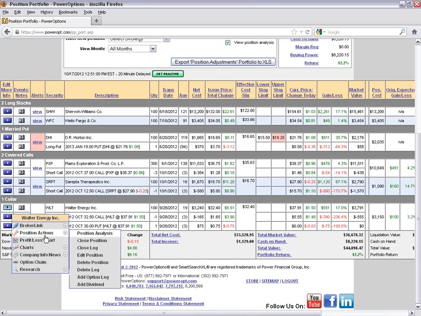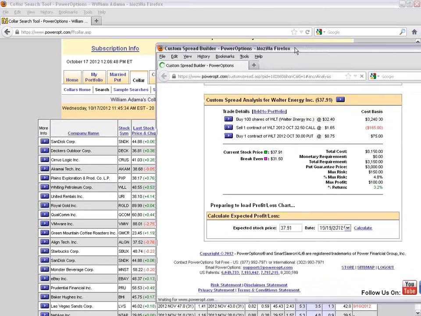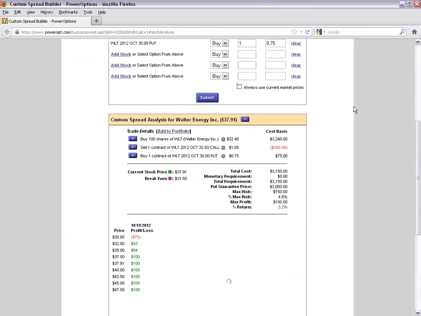So let's go back to position actions. Go back into profit and loss chart. Remember, when I want to do a manual adjustment, this is the adjustment I'm thinking. Let me see what it looks like graphically. I'm going to use the profit and loss chart to show me that.